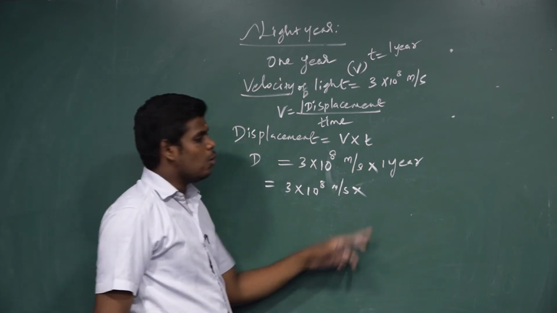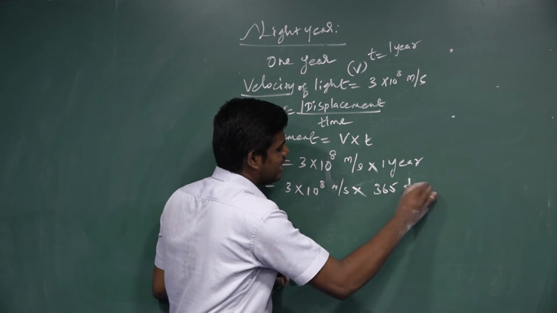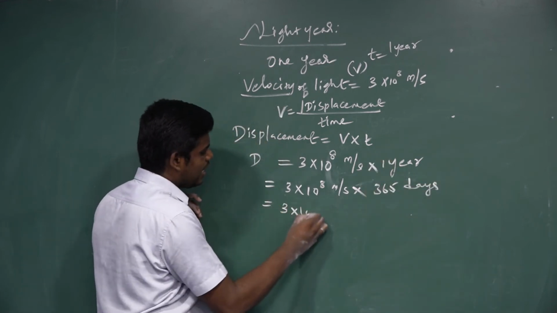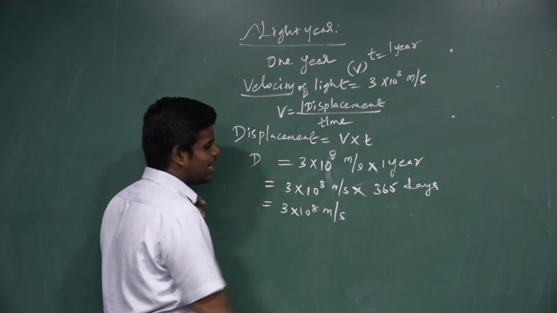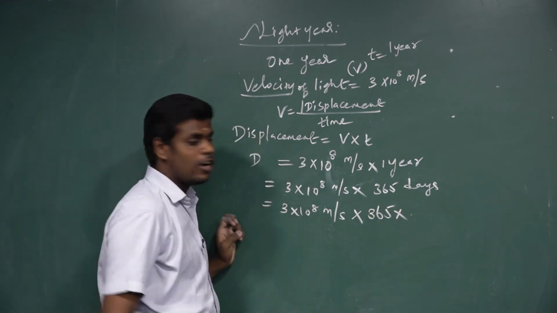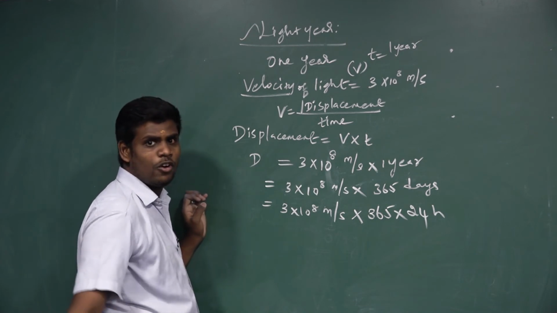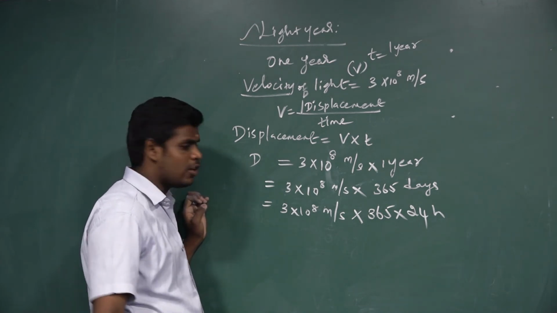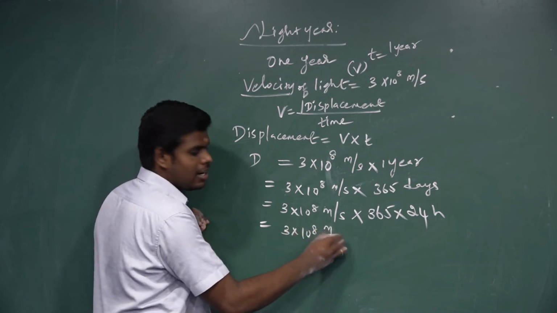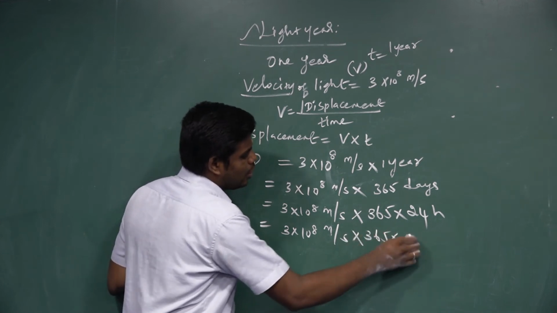You know very well, 1 year is equal to how many days? 365 days. 3 into 10 to the power 8 meter per second into 365. We know very well 1 day is equal to 24 hours. So 3 into 10 to the power 8 meter per second into 365 into 24.